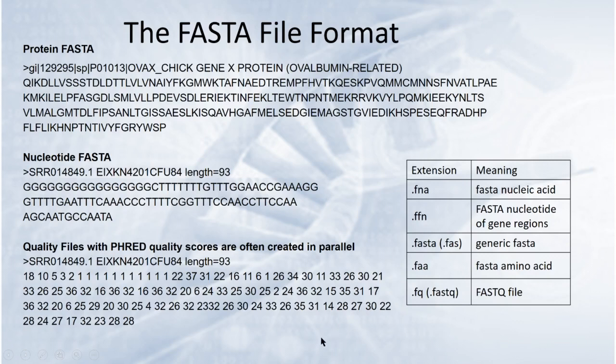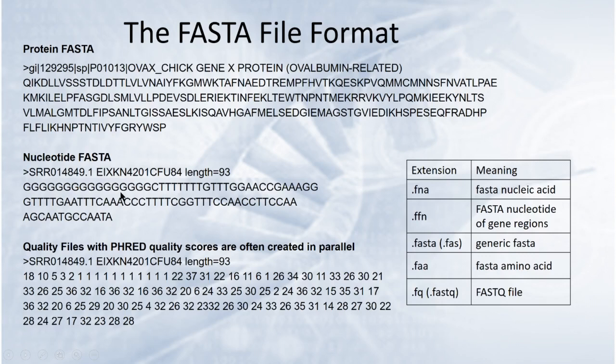What's depicted here at the bottom is another file, and what often happens, and we'll talk about other ways that quality scores are presented to you, is that when you have a DNA sequence, you also want to know something about the quality of that DNA sequence. And so, for example, what we have down here is a file that's parallel with this.